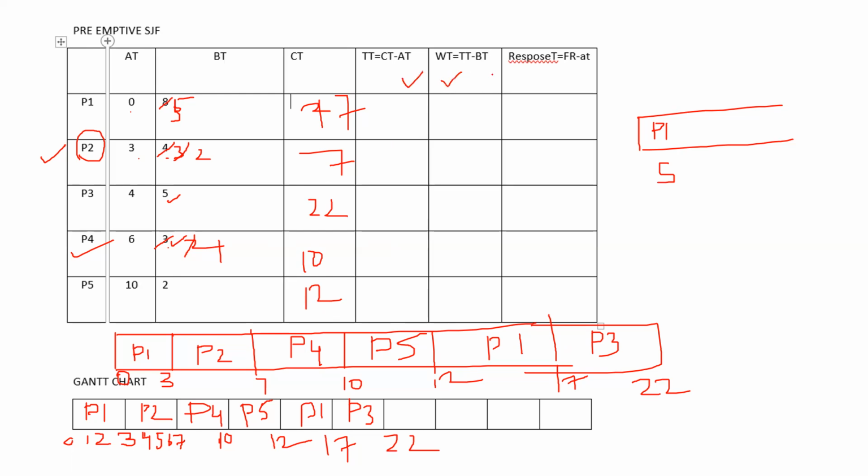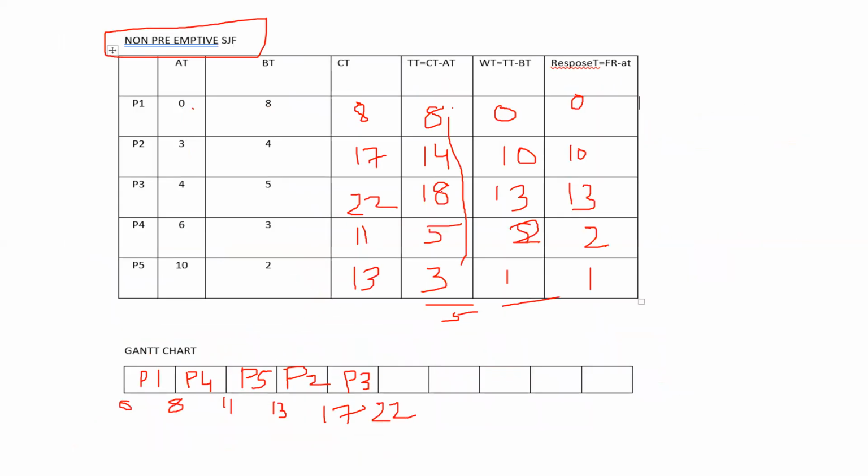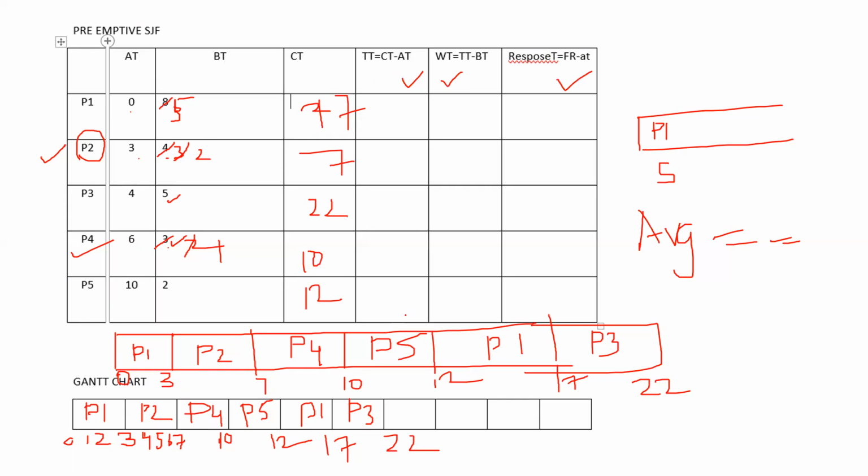Okay, CT, WT, and response time you have to find out, and finally you have to find the average of all. After drawing the Gantt chart, the remaining calculation is the same. How to find completion time, turnaround time and all, it's the same. Only while drawing the Gantt chart you have to be very careful. Then everything else will be correct. The completion time, turnaround time, waiting time, every calculation will be the same.